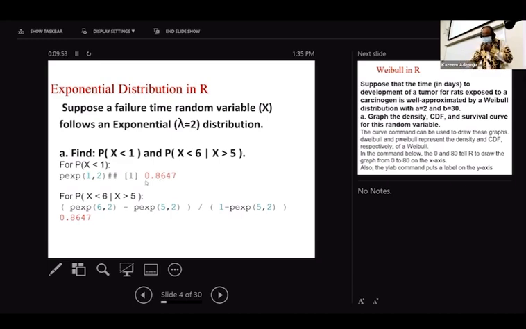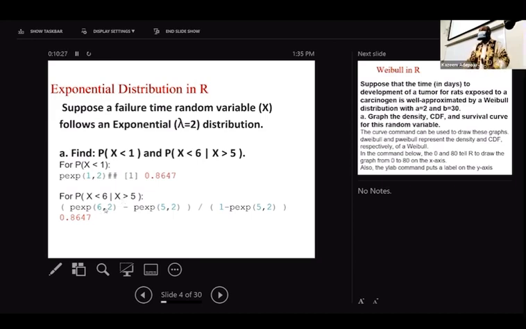Okay, what if you want to solve a problem that has to do with a conditional probability with the exponential? You want to find the probability of x less than 6, given that x is greater than 5. You remember the way we do conditional probability. If you want to do this manually, you need to first look at the intersection between x less than 6 and x greater than 5. You find the probability of that divided by the probability of x greater than 5.